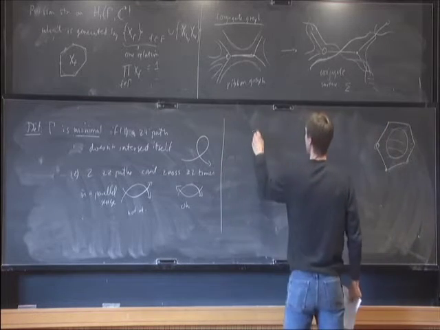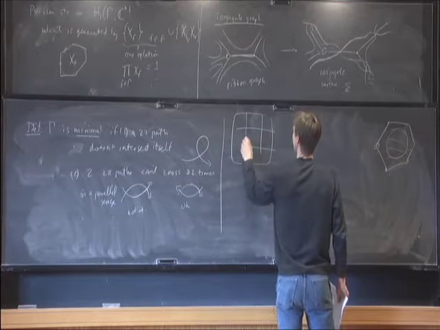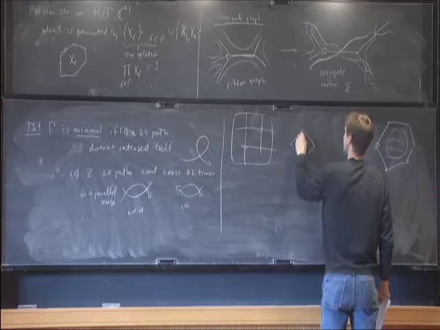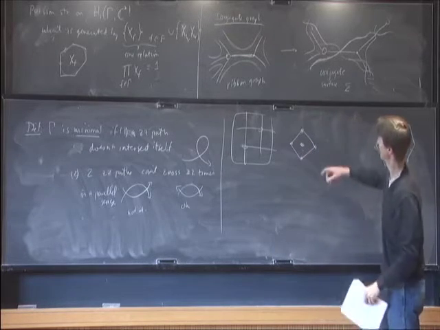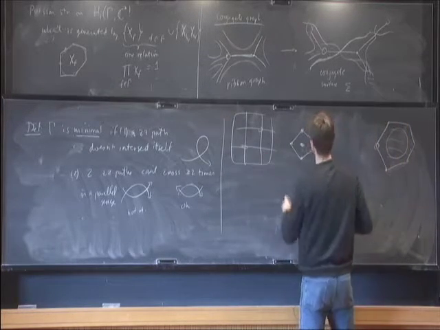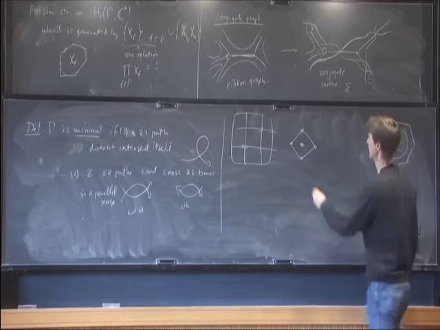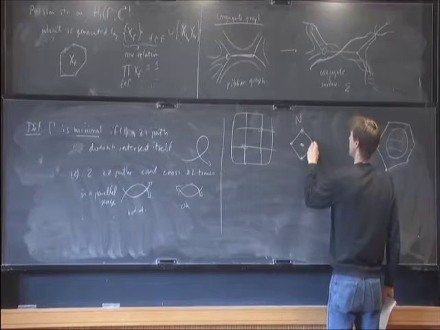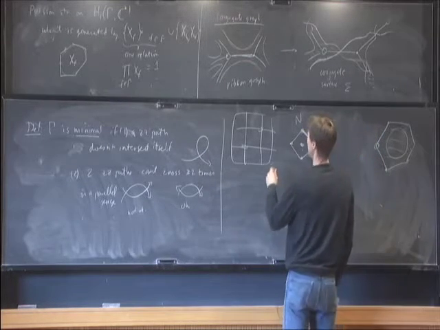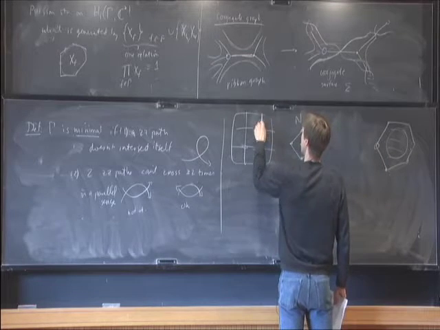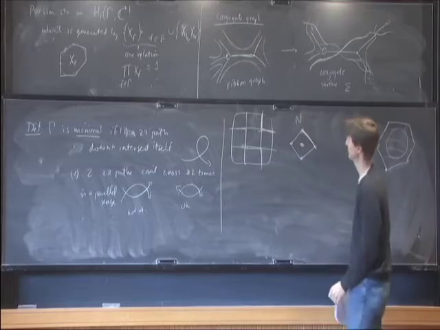So in the example, by the way, let's just do the example here. Our Newton polygon looked like this. There happen to be four zigzag paths, one for each boundary edge of the Newton polygon. So this is N. And for example, this edge here corresponds to the zigzag path, which goes up here like that.